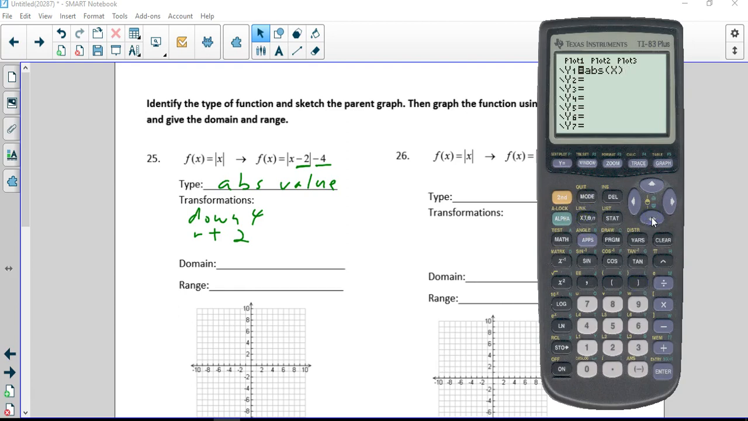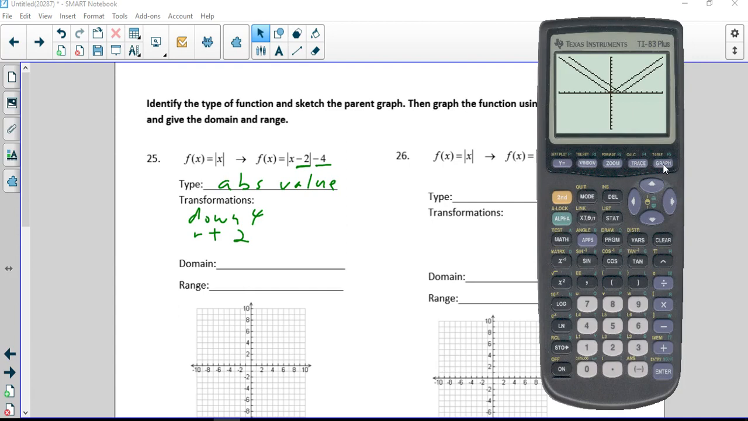Then go down, and then put in math again over absolute value and x minus 2. And make sure you're using the blue minus key for this. And then graph. There's your parent function. And there's your other one. And it moved to the right 2 spaces.